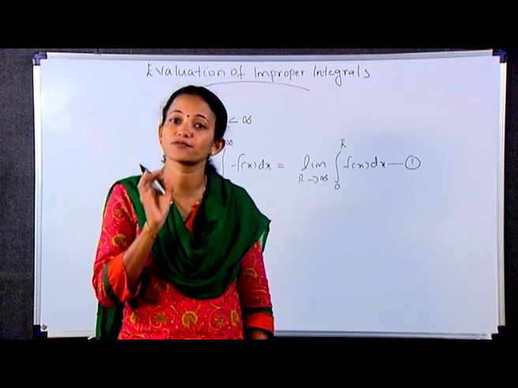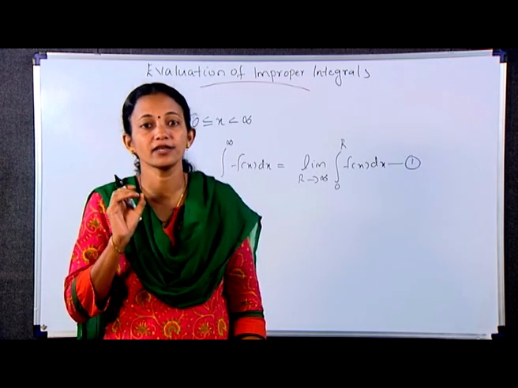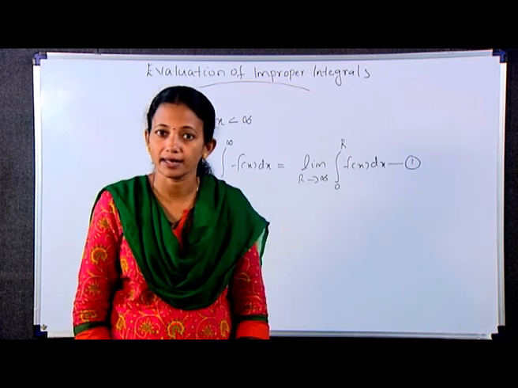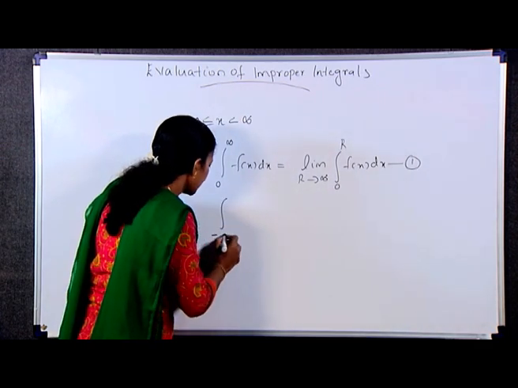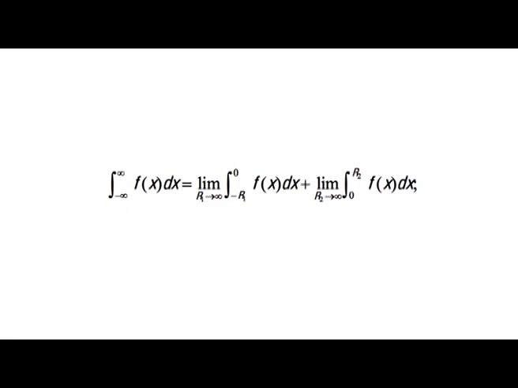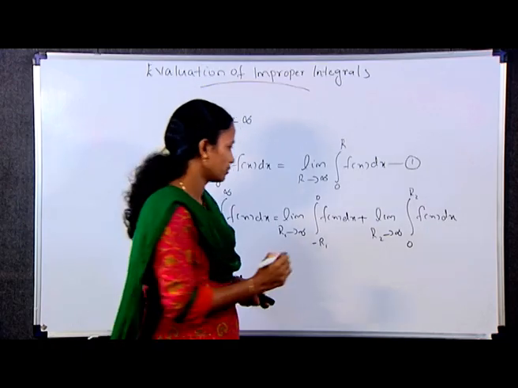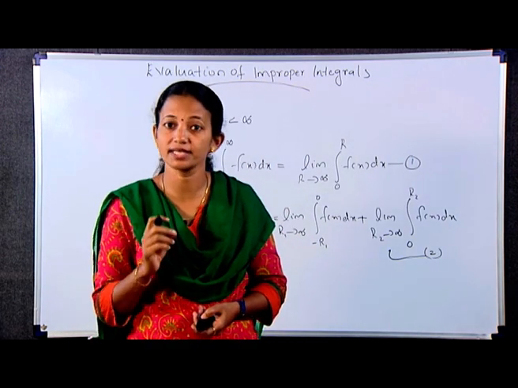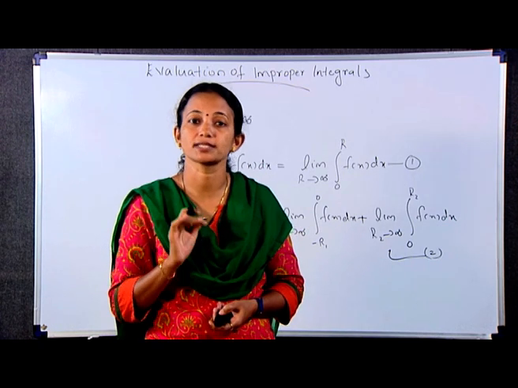If f(x) is continuous for all x, its improper integral over the infinite interval minus infinity < x < infinity is defined by writing integral from minus infinity to infinity of f(x) dx is equal to the limit as r1 tends to infinity of integral from minus r1 to 0 of f(x) dx plus the limit as r2 tends to infinity of integral from 0 to r2 of f(x) dx. Equation number 2. And when both of the limits here exist, we say that integral 2 converges to their sum.